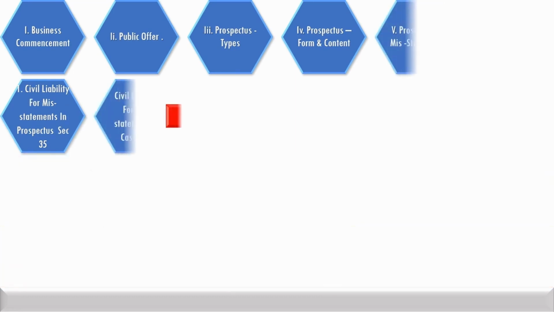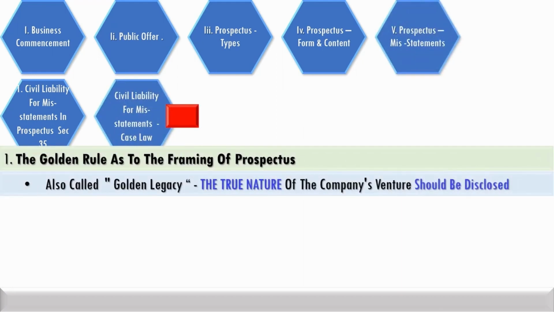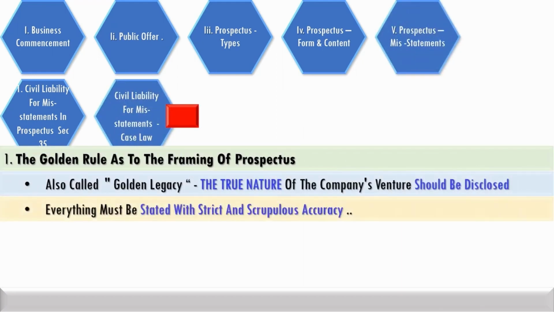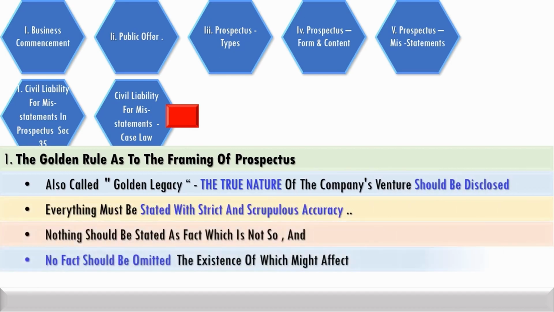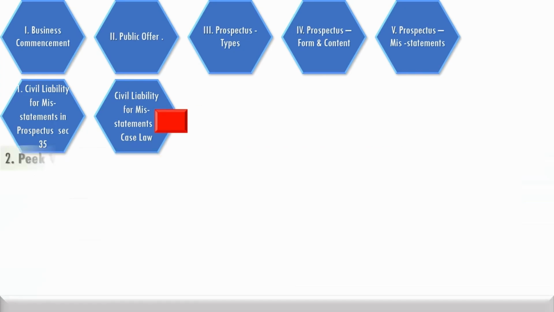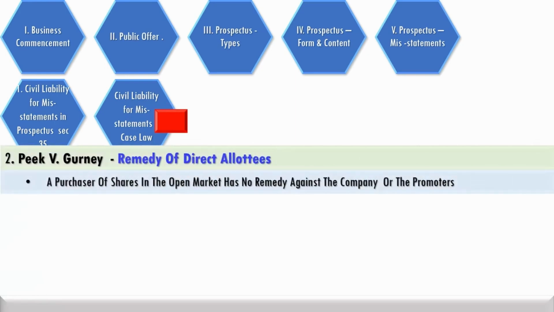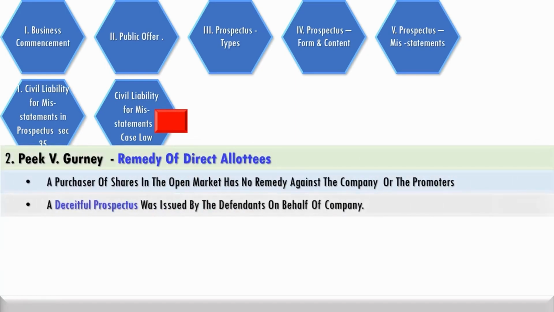As regards the golden rule on framing of prospectus, the true nature of the company's venture should be disclosed. Everything must be stated with strict and scrupulous accuracy. No fact should be omitted, the existence of which might affect the quality of advantages held out as inducements. Peake vs. Gurney talks about remedy for civil liability available only to direct allottees, not to people who subsequently buy shares on the stock exchange.